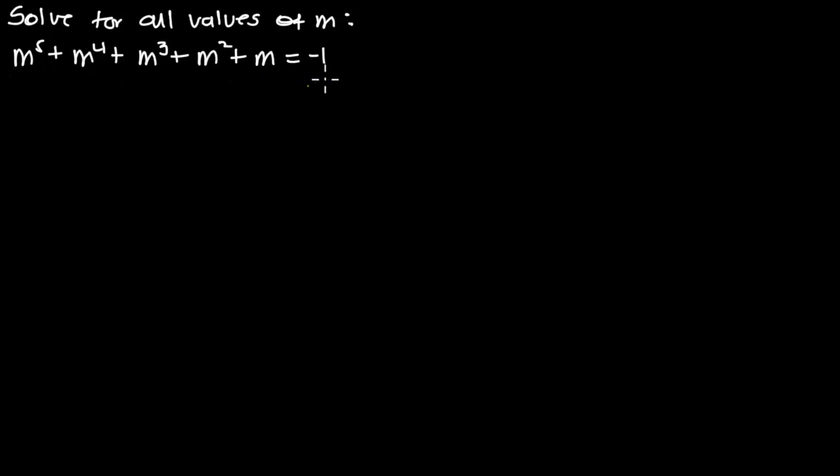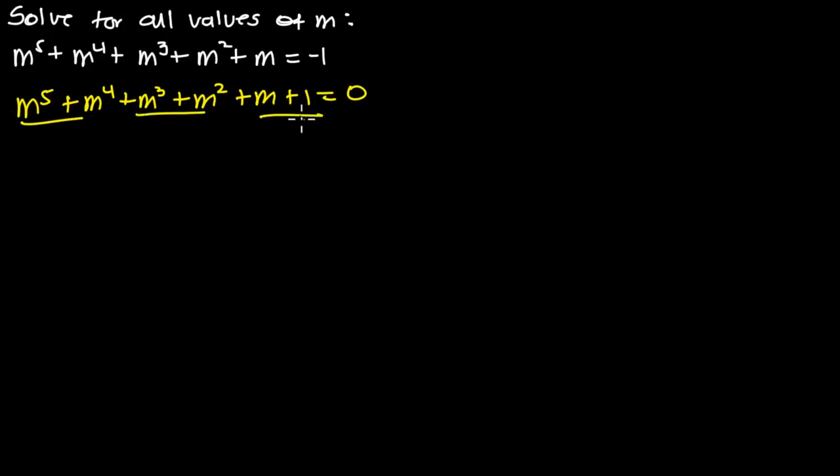Now, from here, we are going to move -1 to the left hand side. And so we are going to have m to the power 5 plus m to the power 4 plus m to the power 3 plus m to the power 2 plus m plus 1 is equal to 0. Now from this equation, we are going to factorize it in batches of 2, these two terms, and then these two. So let's go ahead and do that.